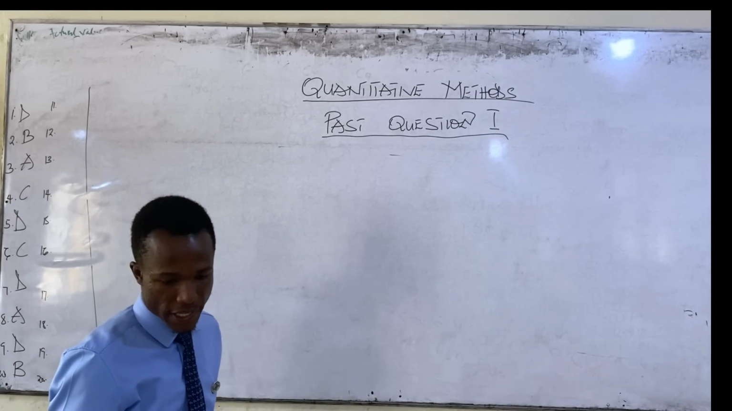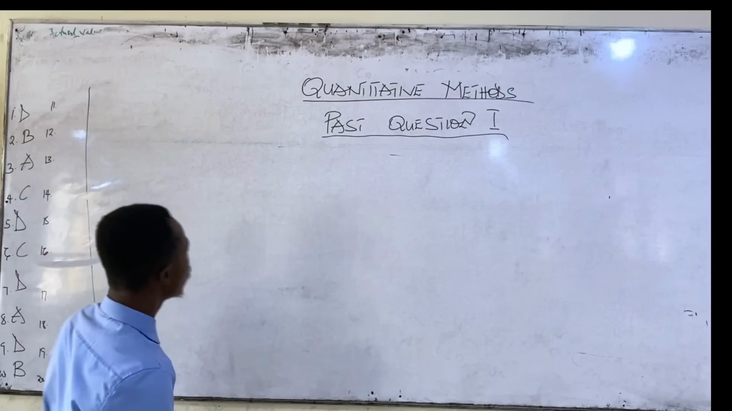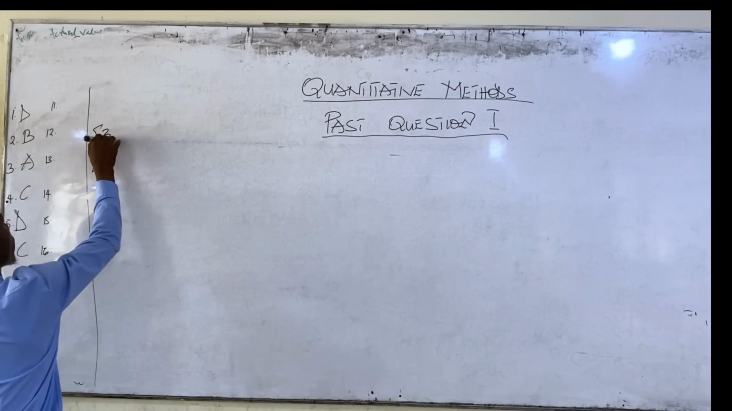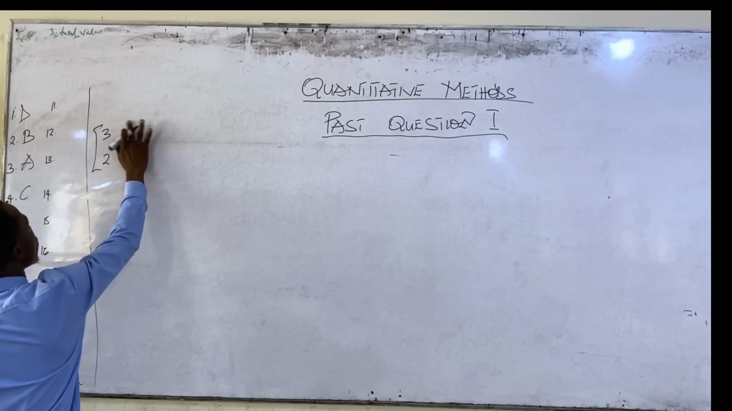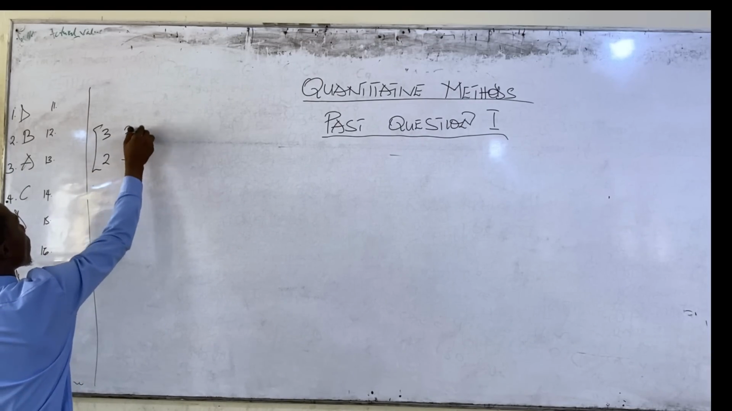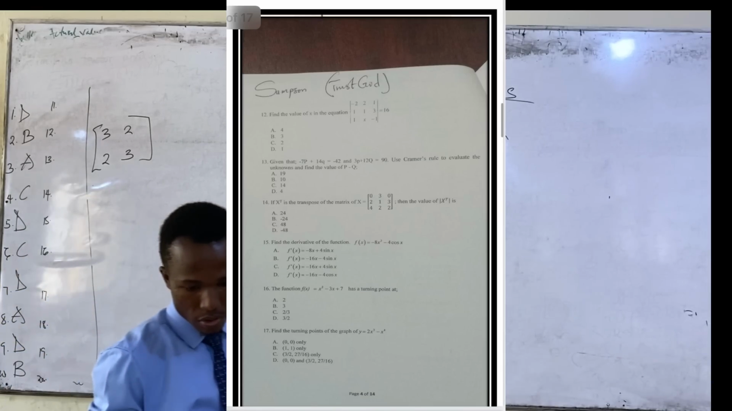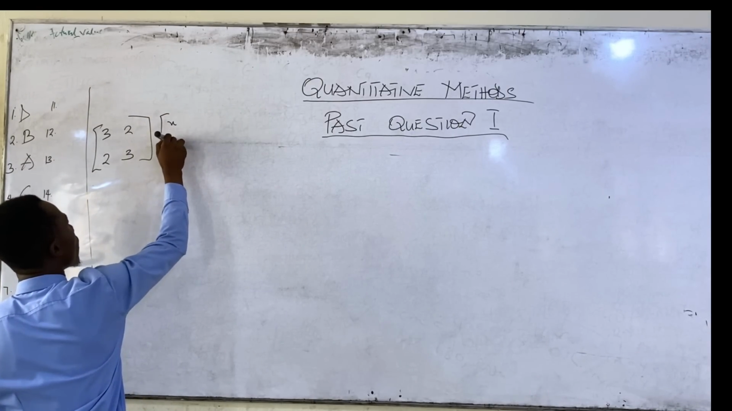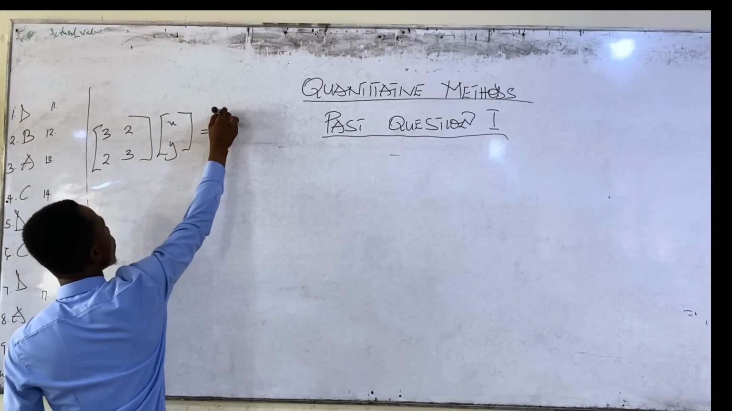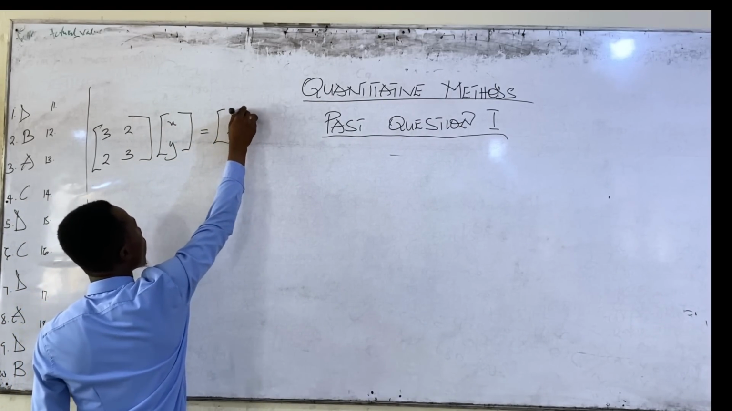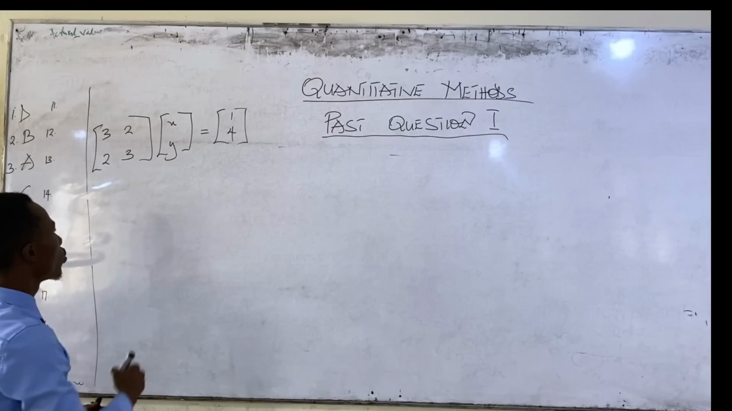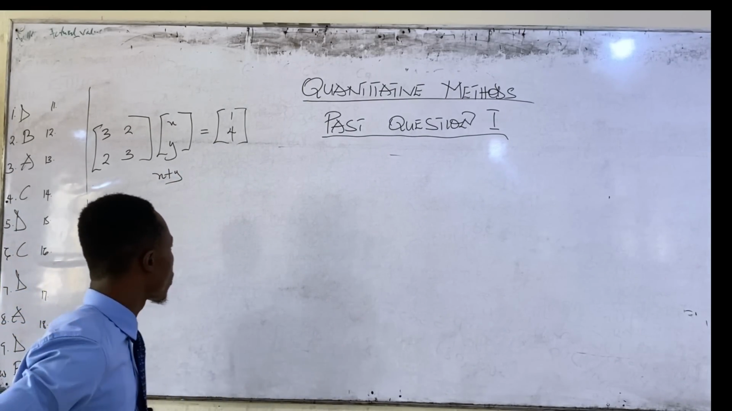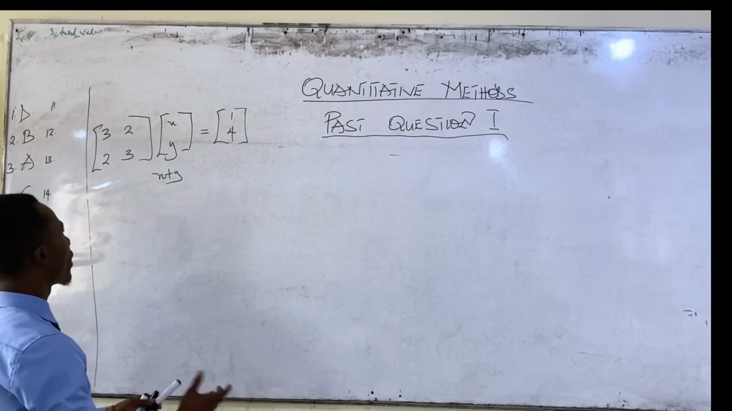So find the value of x plus y if the matrix [3, 2; 2, 3] multiplying [x; y] is equal to [1; 4]. Okay, so we are supposed to look for x plus y. That is what we are supposed to look out for. So how do you find x plus y?